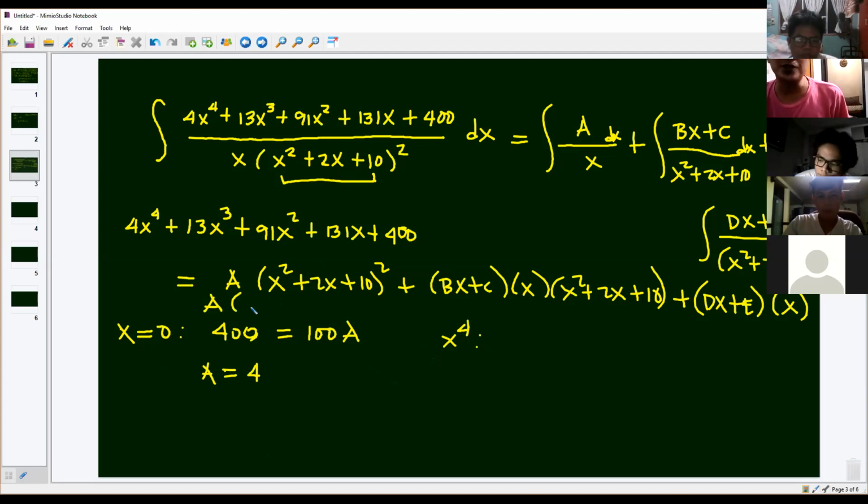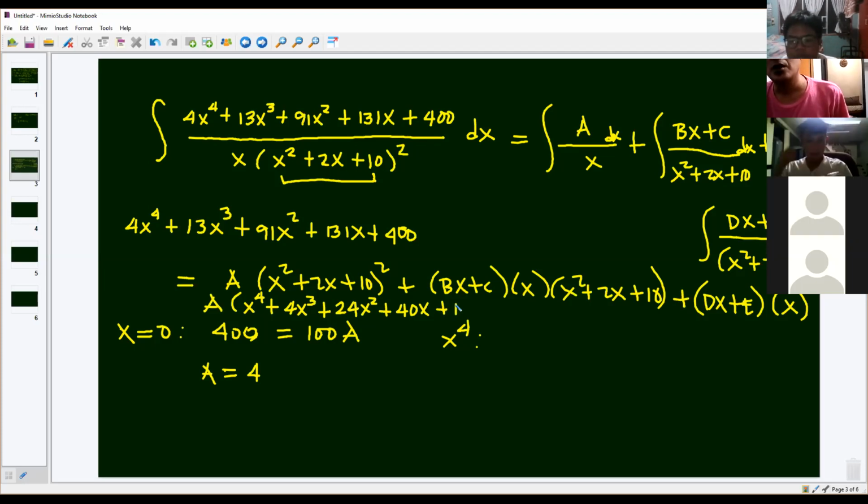You expand this: x to the fourth plus 4x cubed plus 24x squared plus 40x plus 100. Give me the expanded form, guys, that is correct. Okay, good. So, obviously, there is an x to the fourth.